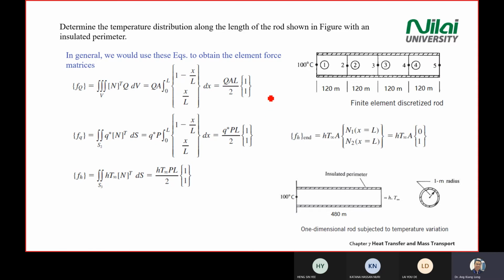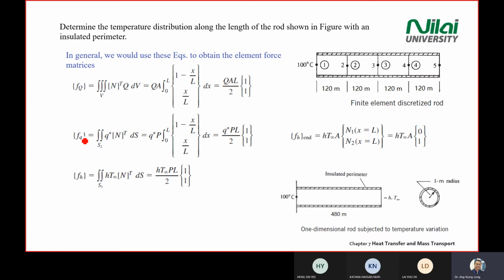Okay, so this one is an add-on equation. If you need to find the forces, there are 4 equations on the screen here. They are quite standard. So if you have a heat transfer, capital Q happen, then you use the first equation where you write curly bracket F, which means you're finding force, curly bracket F, Q equal to this one, QAL divided by 2 bracket 1, 1.